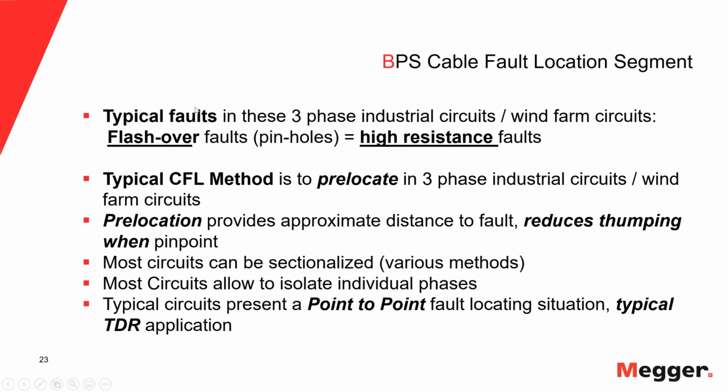The most common fault locating method today is that we do a pre-location in these circuits. And why do we do a pre-location? Because the pre-location gets us an approximate distance to the fault. What it really does is reduce the thump time that we need when we have to pinpoint. Typically, once you have a distance from pre-location, your pinpointing shouldn't take much more than maybe a few minutes to really narrow it down to an area of about a square foot or maybe 2 square feet.